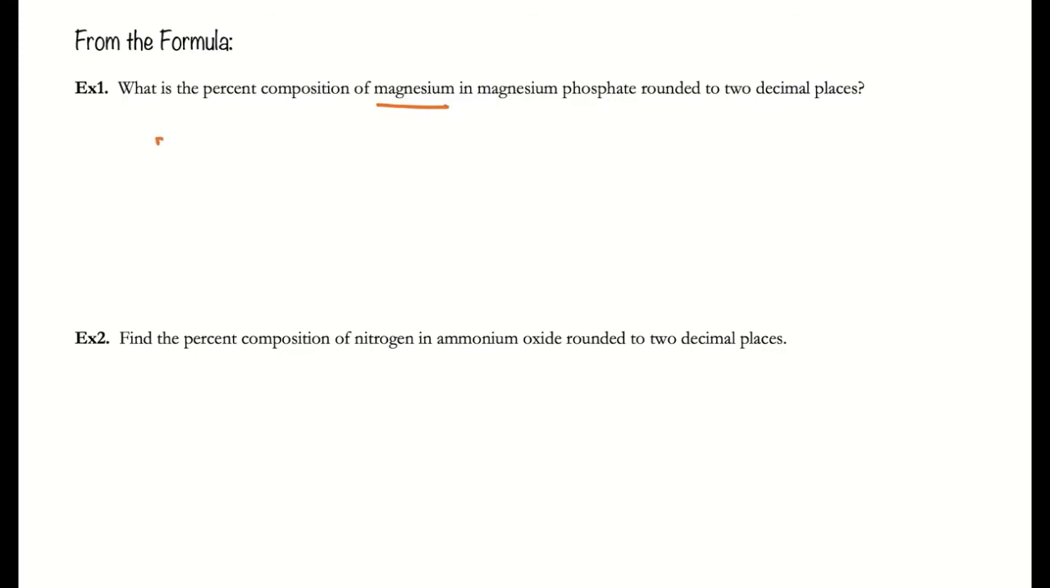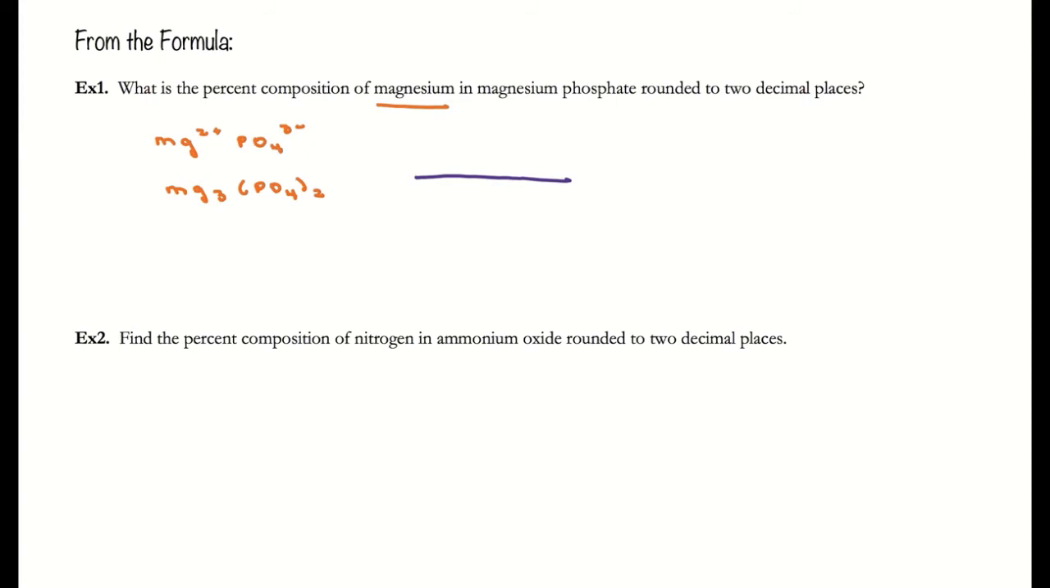In order to know the percent composition of magnesium in magnesium phosphate, I need to know the formula for magnesium phosphate. Magnesium has a 2+ charge. Phosphate has a 3- charge. So when I cross my charges, I get Mg3(PO4)2. To determine the percent composition, I need to figure out the molar mass of magnesium, which I'm going to put up top here, and then I need to find the total molar mass of the compound, and I'm going to put it right there. So let's actually do that.